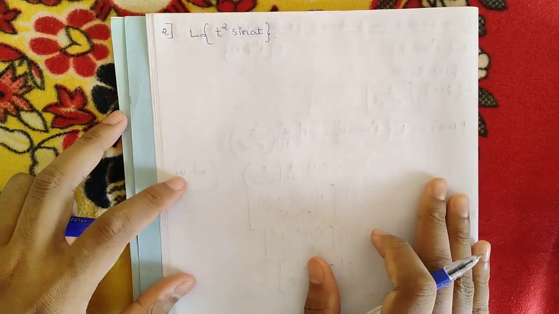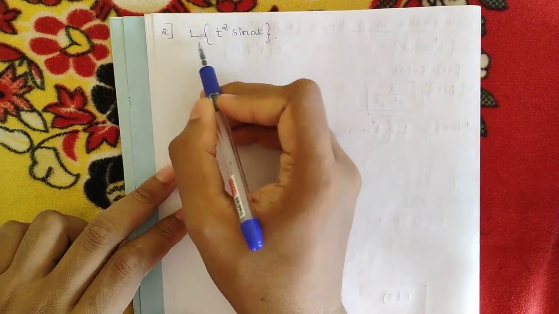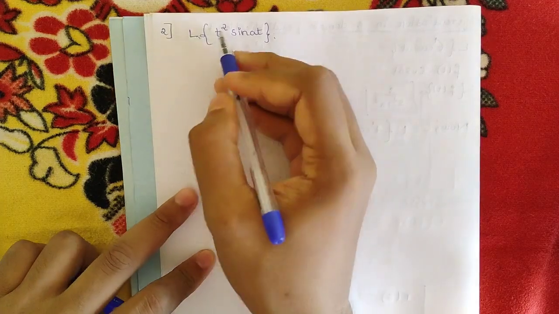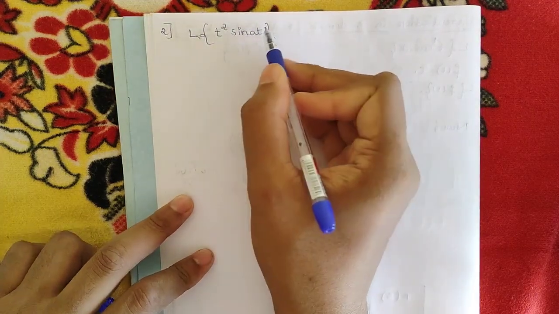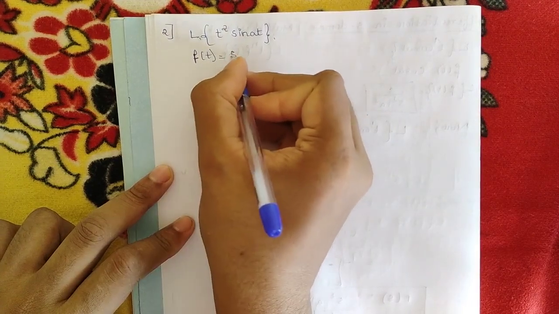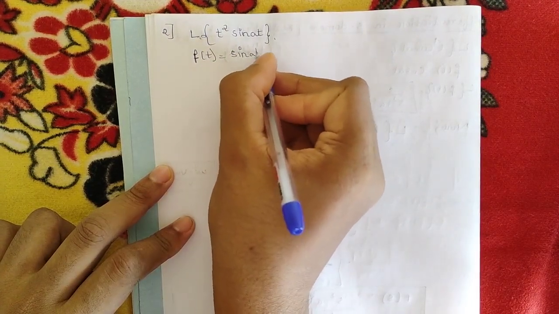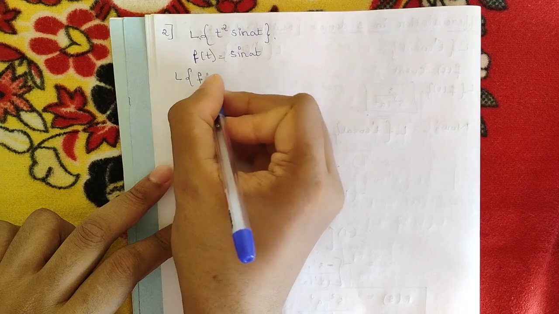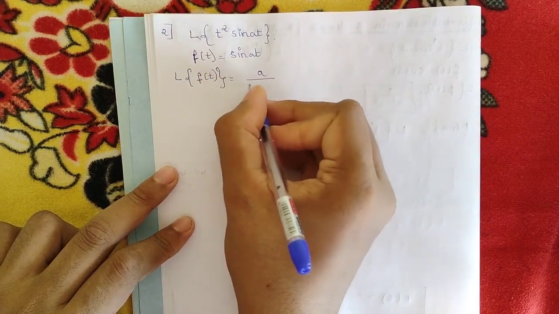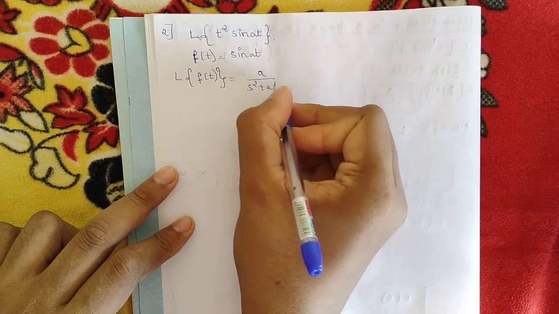So this is that problem. Laplace transform of t square sine at. Okay, again this is of the form t to the power n into f of t. Here in place of f of t we have sine at. Its Laplace transform: sine at is a divided by s square plus a square, right?